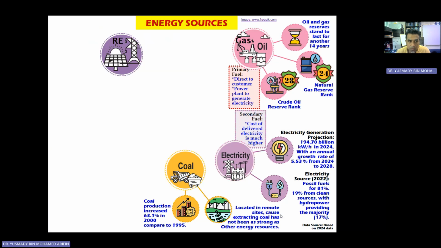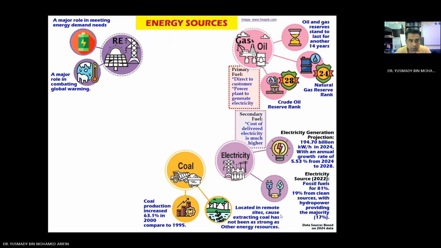And also the last one, we have a new energy source that we call renewable energy. Renewable energy, such as solar power systems and wind power systems, plays a major role in meeting energy demand needs. So we can use this kind of energy source to top up the typical energy source, and it is considered a major role in combating global warming.